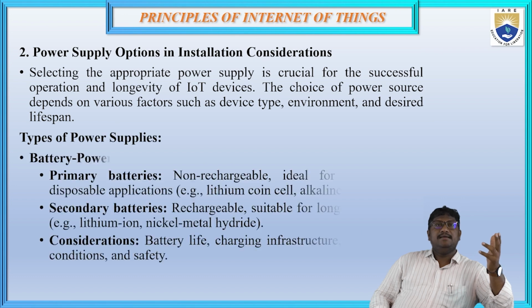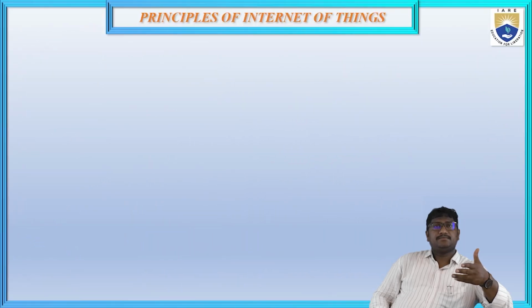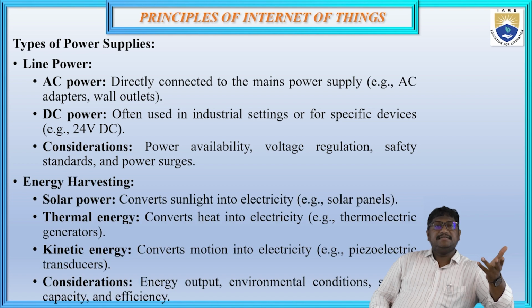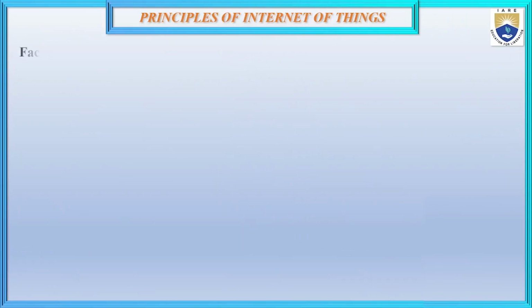Coming to power supply, there are multiple power supplies. Battery power supply, which are primary batteries and secondary batteries, and the considerations which have to be made: primary, non-rechargeable, secondary, which are rechargeable, right? These are the types of power supply: line power, AC power, DC power considerations. And these are energy harvesting: solar, thermal, kinetic considerations. I am showing all aspects for your cause.